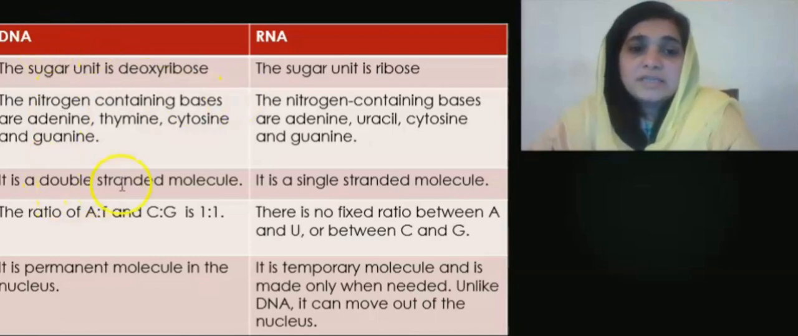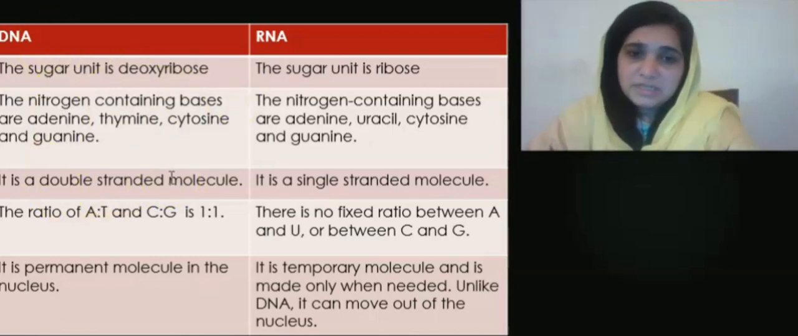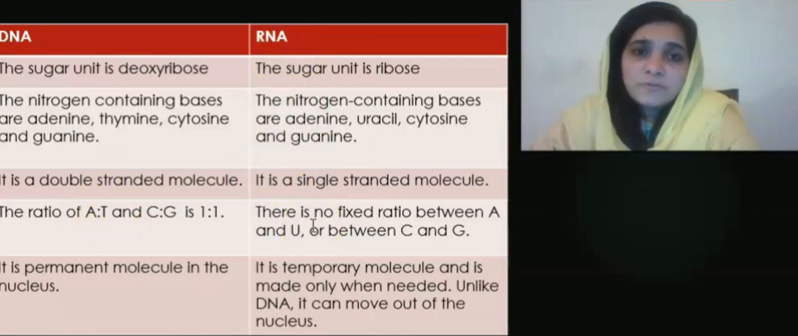So DNA is a double-stranded molecule, I have already discussed. RNA is a single-stranded molecule. The ratio of adenine to thymine and cytosine to guanine is 1:1. While in RNA, there is no fixed ratio between adenine and uracil. So here adenine is paired with thymine. In case of RNA, no thymine is present. Uracil is present in place of thymine. So adenine will pair with uracil, and G and C always pair with each other.